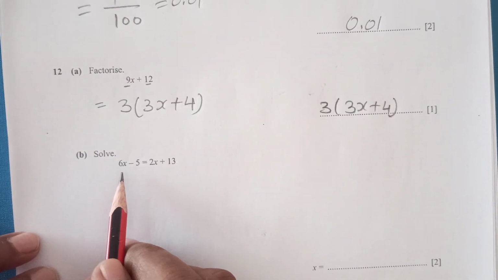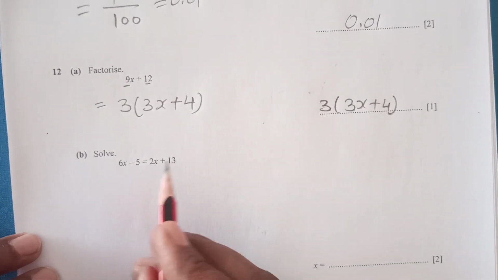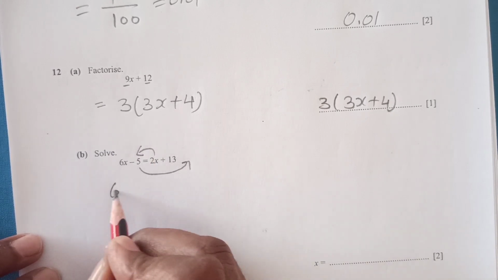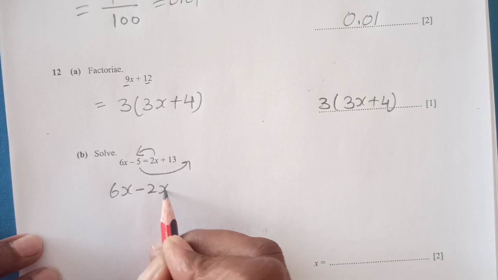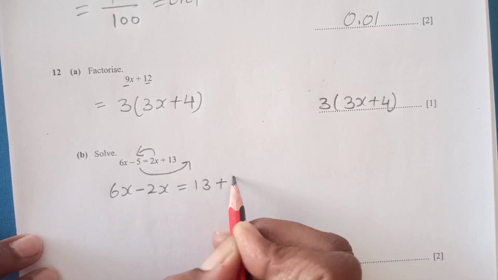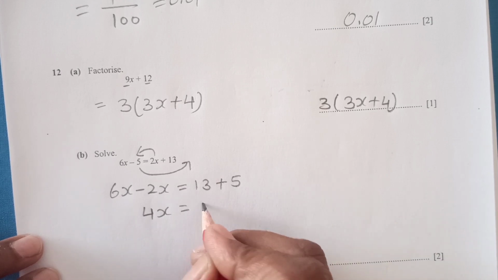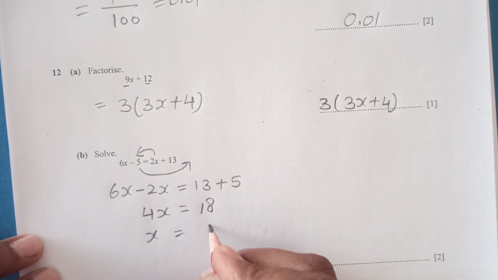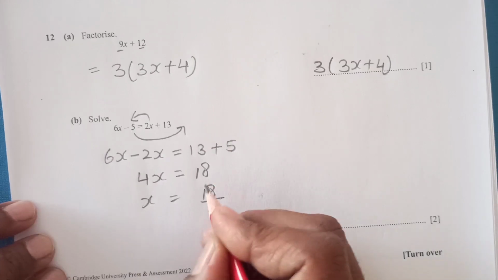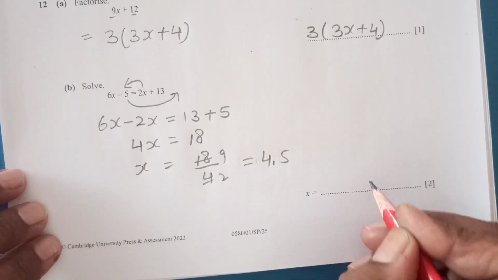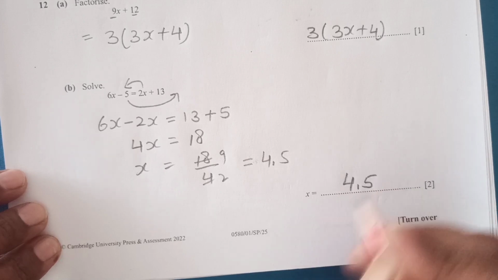Now solve 6x minus 5 equals to 2x plus 13. So shift 2x on this side and 5 on this side. So this is 6x minus 2x equals to 13 plus 5. So this is 4x equals to 18. x is 18 over 4. This is 2, 9 over 2, it is 4.5. So x is 4.5. Okay, now let's move to next one.